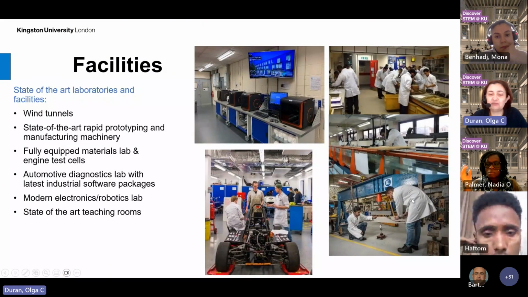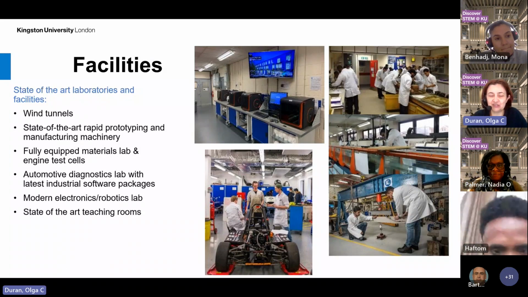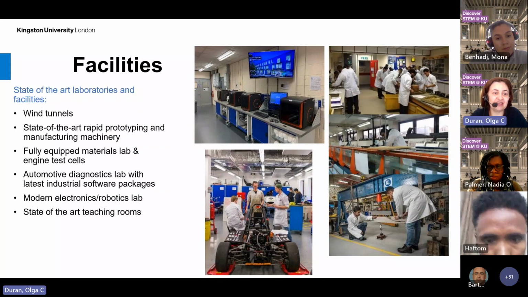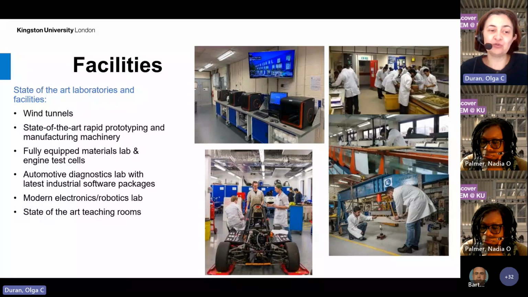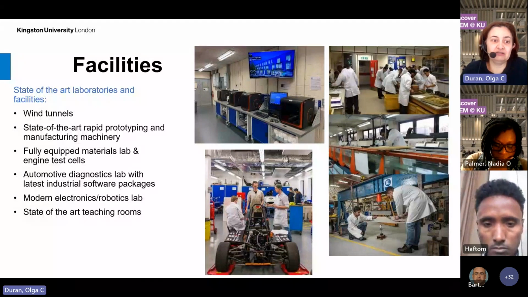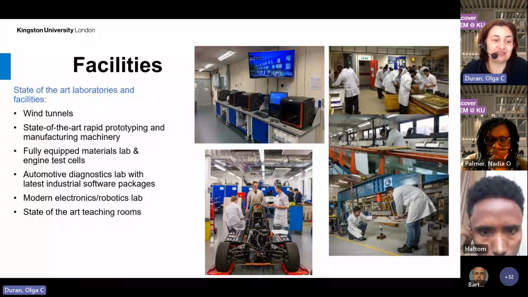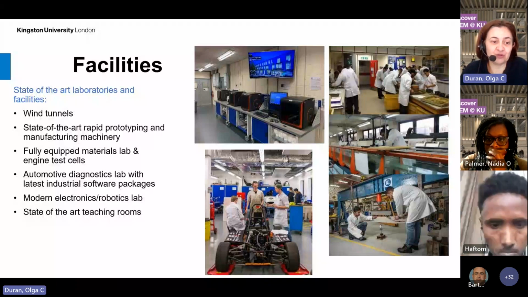I mentioned the facilities, but I will expand a bit more. We have state-of-the-art facilities, including wind tunnels where you can test your different designs. We have rapid prototyping and manufacturing machining. There's a picture of some desktop 3D printing, but we also have industrial printers, the ones you would be using in industry, with the capacity of printing in different materials and very large sizes, as well as other manufacturing machinery. We also have different material labs, and there is a picture of our automotive laboratory, which has the latest industrial packages and hardware.